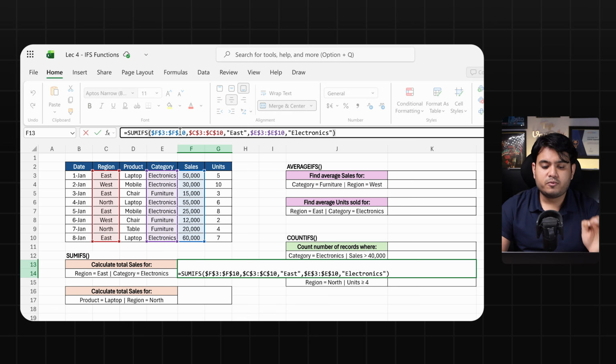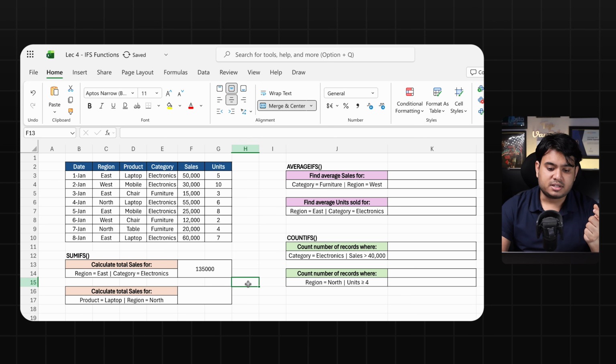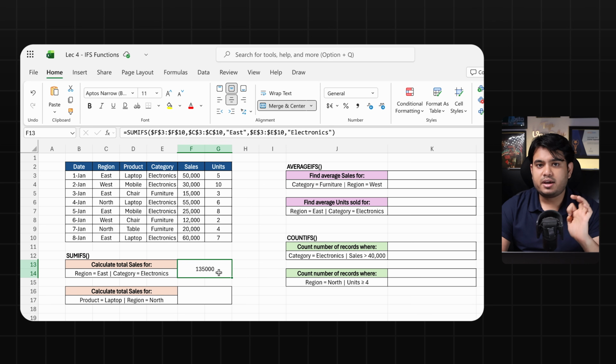As right now we have only two criteria: first, this C column, which is region, should be IST, and your category should be electronics, that I have selected here. And this is your answer. 1,35,135K is your final answer, where we are calculating total sales amount for the east region and electronics category.